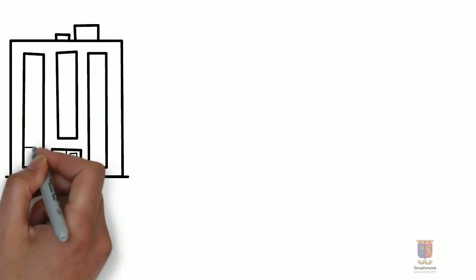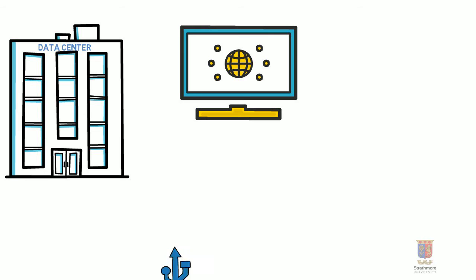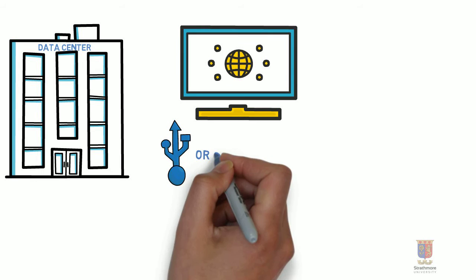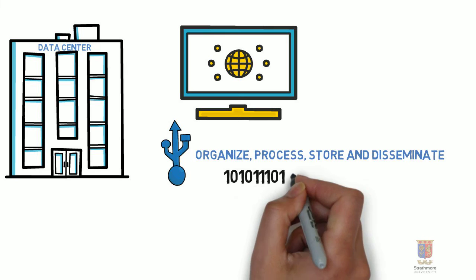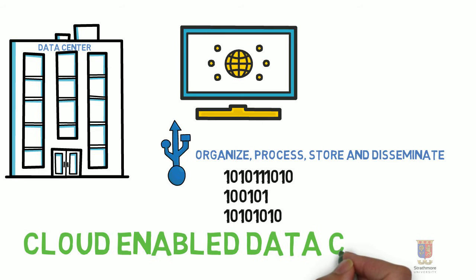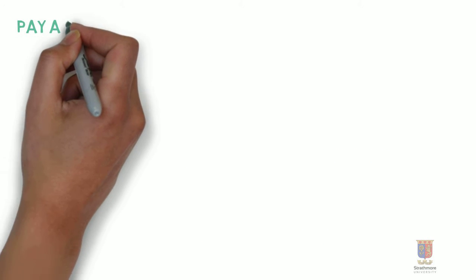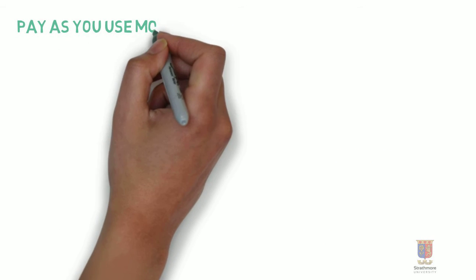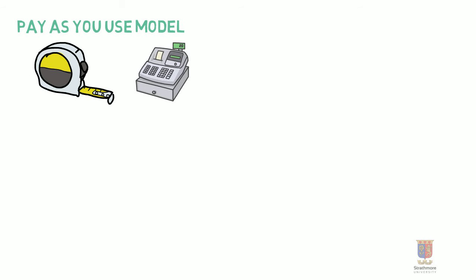Data centers are the core physical and network infrastructure of the cloud. These are composed of networked computers and storage that are used to organize, process, store, and disseminate large amounts of data. They are referred to as cloud-enabled data centers. A cloud-enabled data center provides a pay-as-you-use model, which can be used to measure and charge individual lines of business for their IT usage.